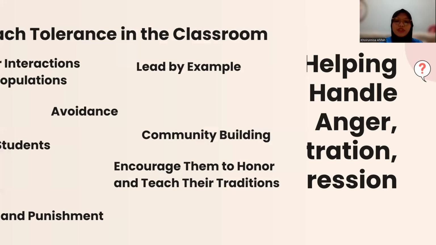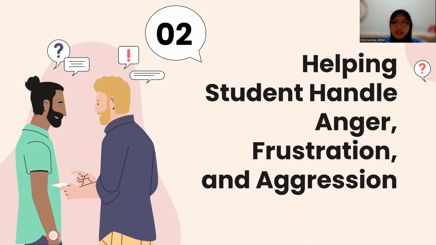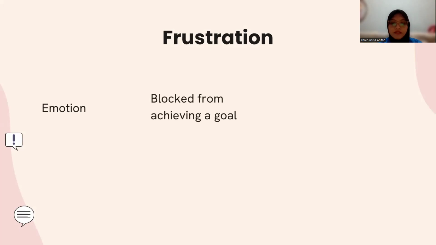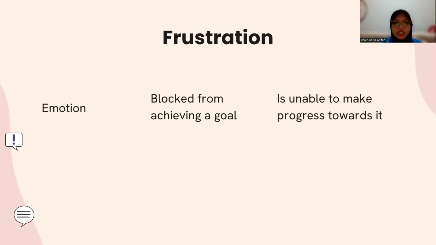And then we move to the second material, which is helping students handle anger, frustration, and aggression. So the first is frustration. What is frustration? Frustration is an emotion experienced when an individual is blocked from achieving a goal or is unable to make progress towards it.